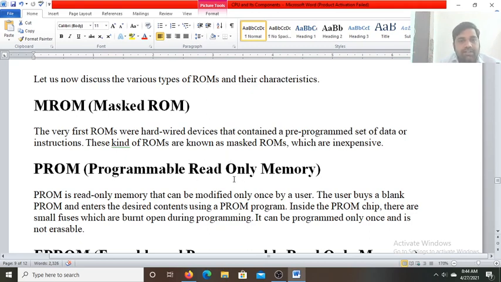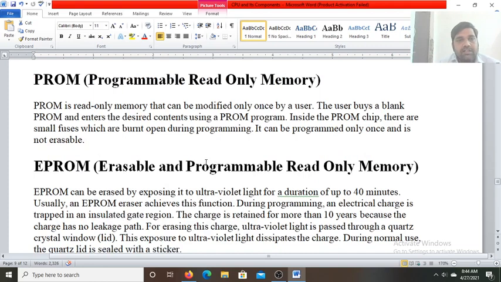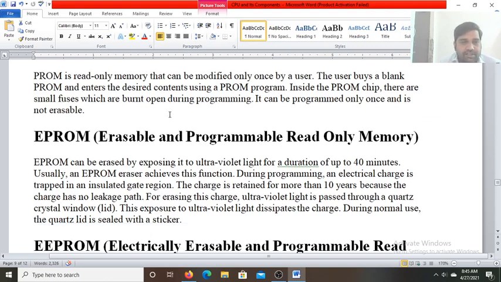PROM, programmable read-only memory. It is read-only memory and can be modified only once by the user. So the user buys a blank PROM and enters the desired contents using a PROM program. Inside the PROM chip, there are small fuses which are burned open during programming. It can be programmed only once and it is not erasable. So one time you can write the program and after that you cannot change it.